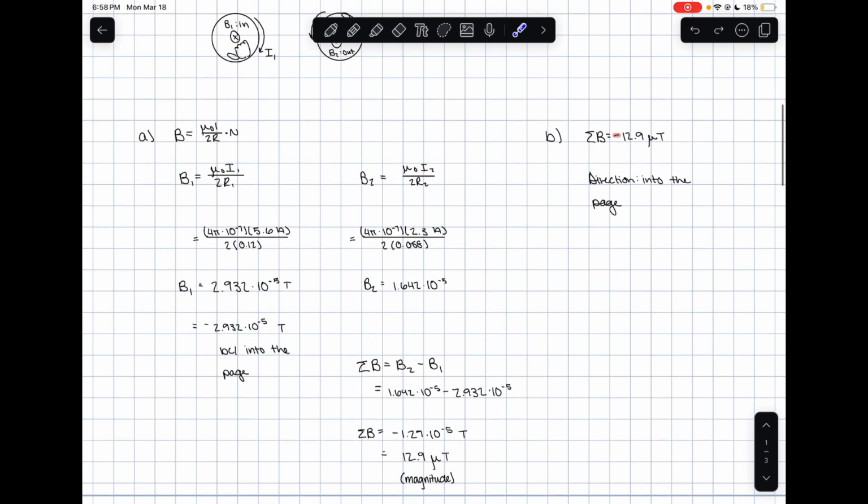Overall, the biggest thing I struggled with was making sure to remember this negative from part A on the magnetic field 1. I forgot that even though it was asking for magnitude, we still had to take into account this negative to find the net magnetic field.